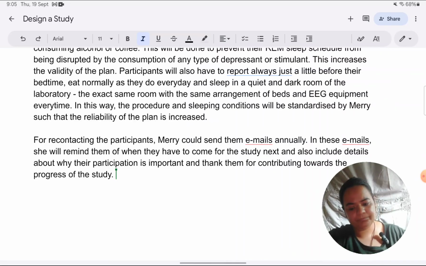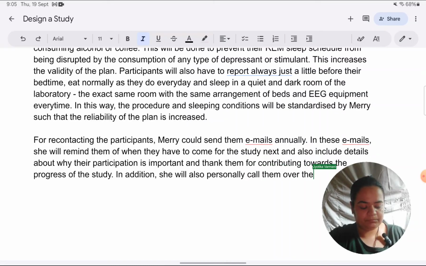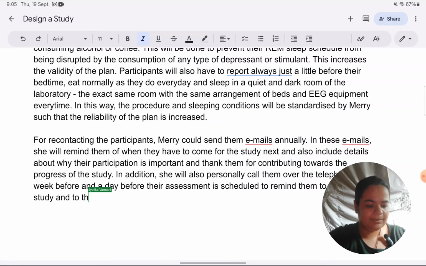In addition, she will also personally call them over the telephone a week before and a day before their assessment is scheduled, to remind them to come for the study and to thank them personally for their participation.